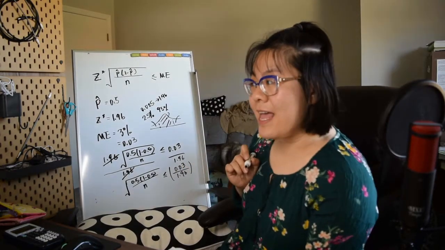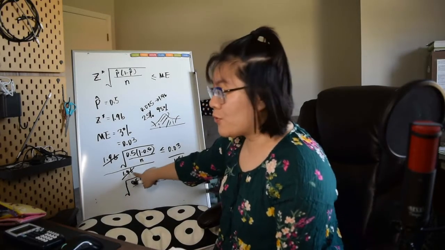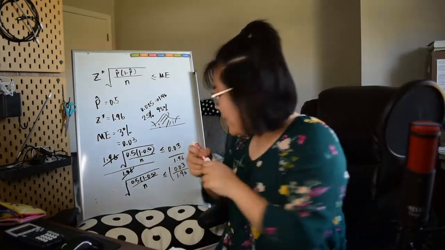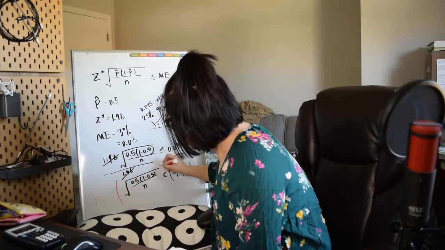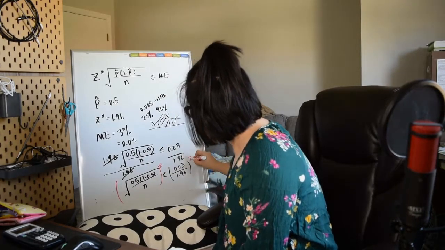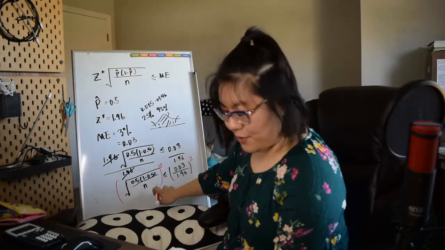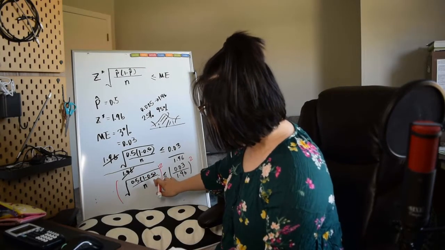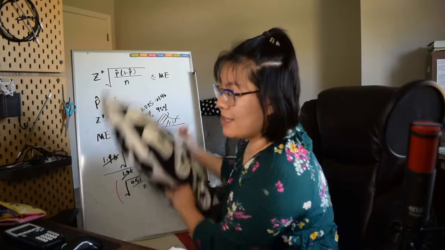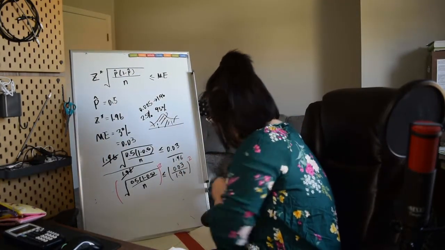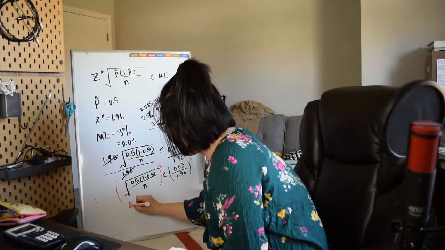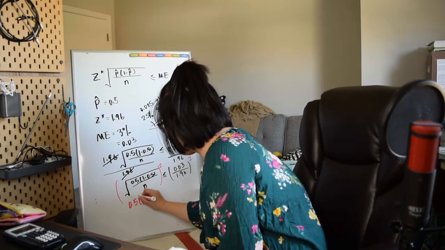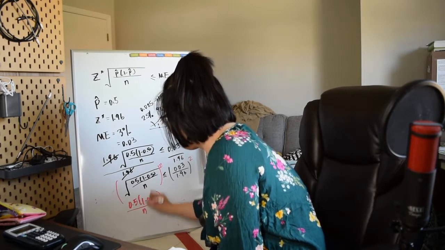Okay, and then the next step, we want to get rid of the square root. You need to square each side. So let me use a red pen. So square each side. Over here you also square it. Then the left side, you don't have the square root anymore, you just have everything from inside. So you have 0.5 times 1 minus 0.5, in parentheses, divided by N.